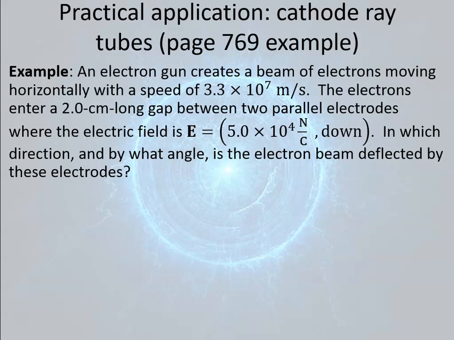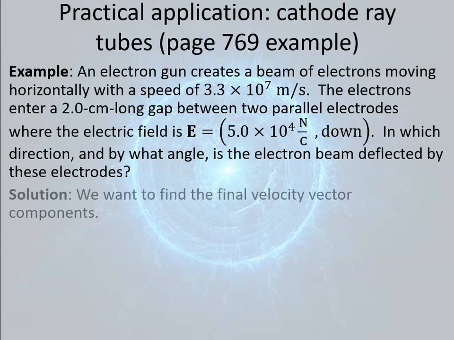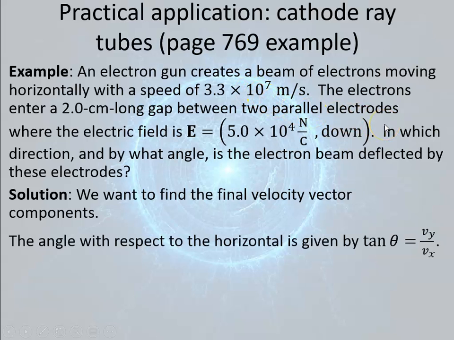So in any case, the electrons enter a 2 centimeter gap between two parallel electrodes, where the electric field is 50,000 newtons per coulomb down. So which direction and by what angle is the electron beam deflected by these electrodes? The point here is we want to find the final velocity vector. Direction of motion is given by the direction of the velocity vector. Well, we know the horizontal component. That's been given, 3.3 times 10 to the 7 meters per second. Question is, what's the vertical component?